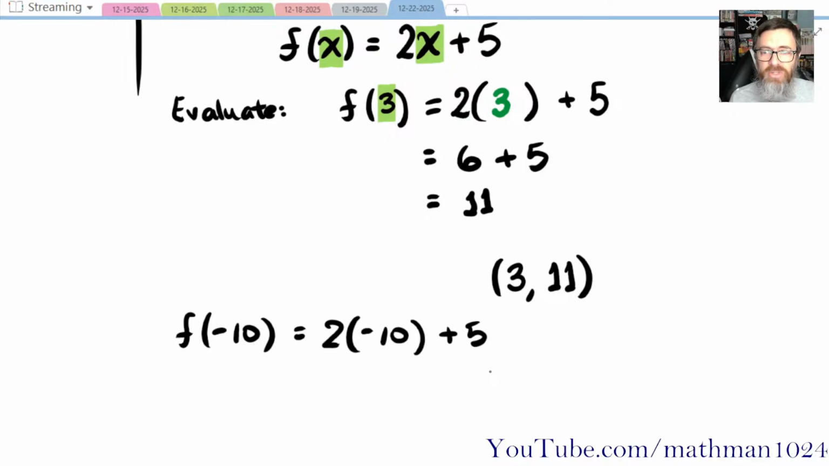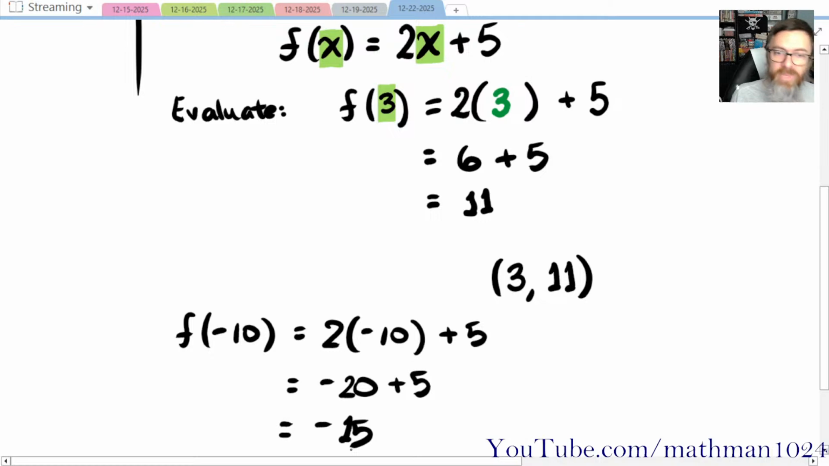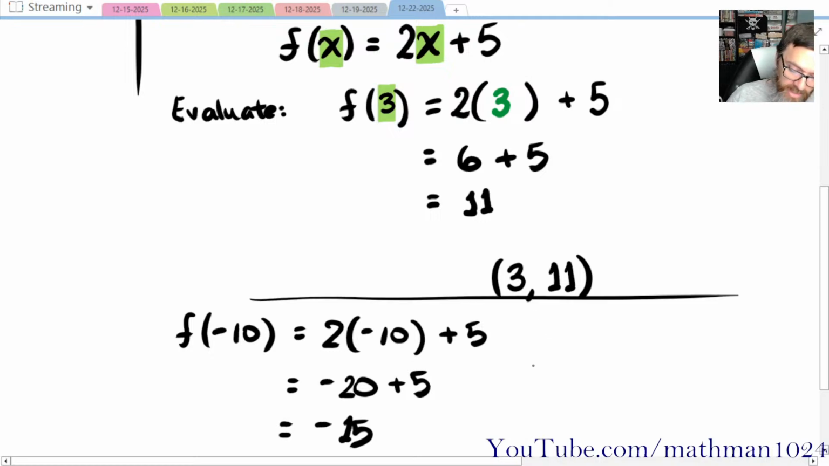This is an expression. You simplify. So you do the order of operations. So we have -20 plus 5, and we get -15. So in this example, we plugged in -10, and we got out -15. So that would complete the ordered pair.